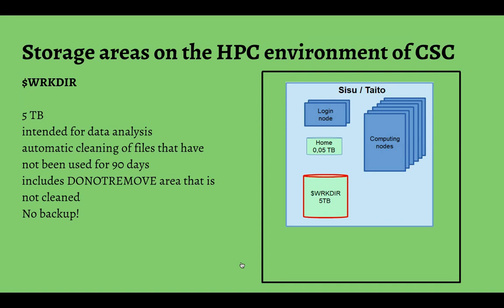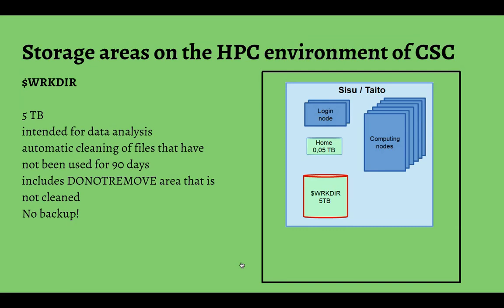And then when you know that you are not going to work with the data anymore, you move the important parts, the specific input files and perhaps the important results files, to some other place like the HPC archive, which I will be showing next. In addition, in the work directory there is a directory called Do Not Remove, where you can put datasets that you constantly need and don't want to be removed from the work directory.